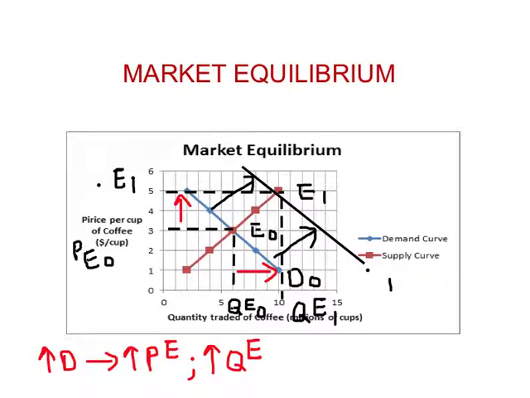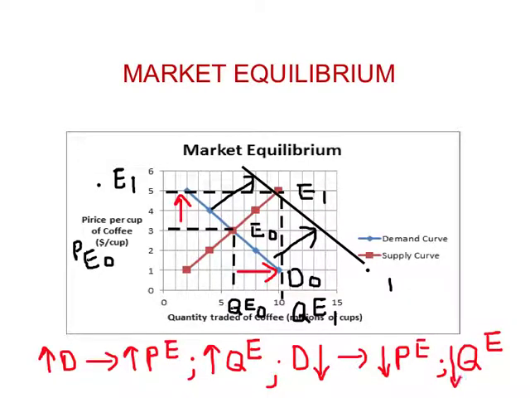Just look at the opposite of demand increase. I do not have to draw a diagram for this. You can try this on your own. When demand falls, what will happen to equilibrium price? We would expect equilibrium price to fall. And what will happen to equilibrium quantity traded? Again, we would expect this to fall.